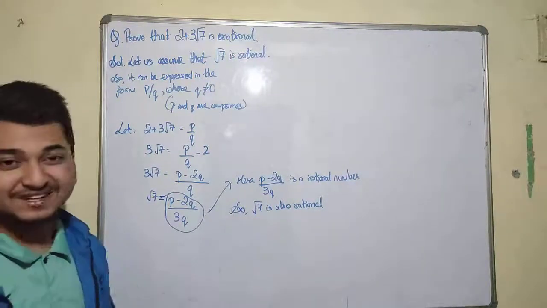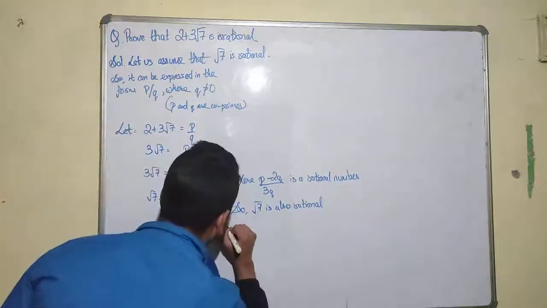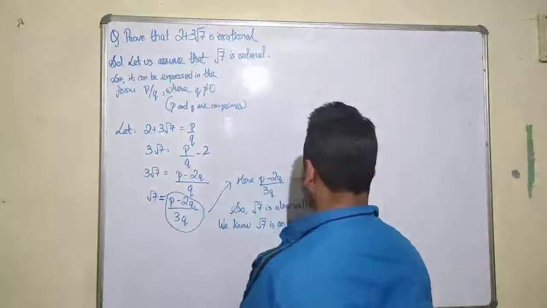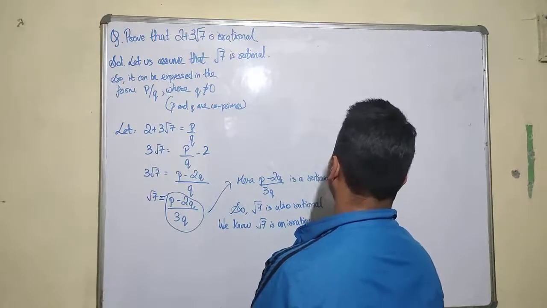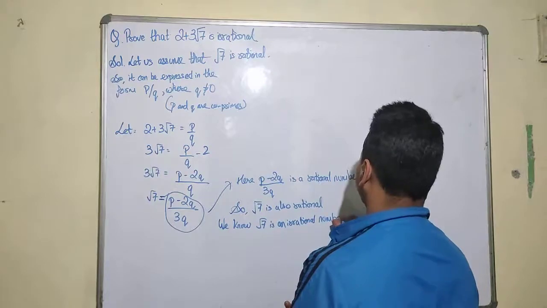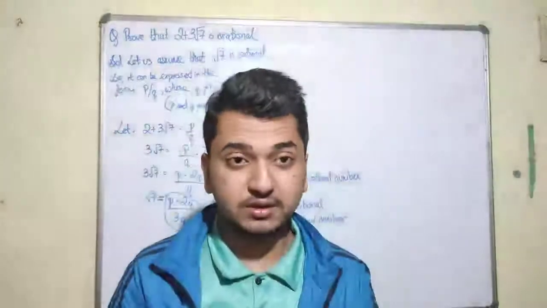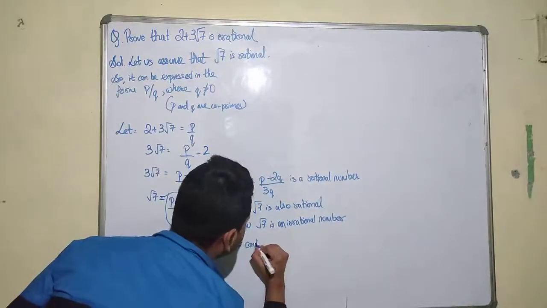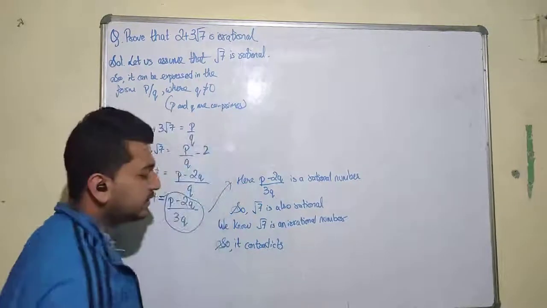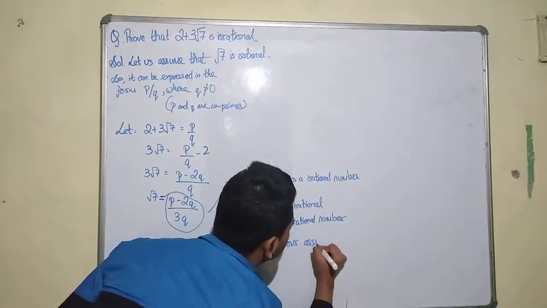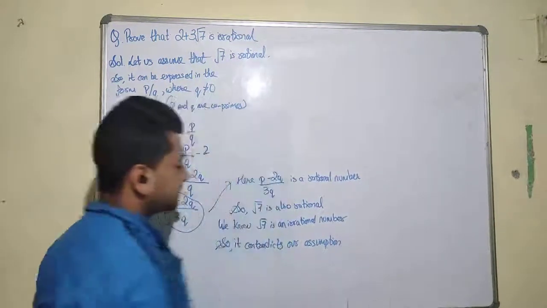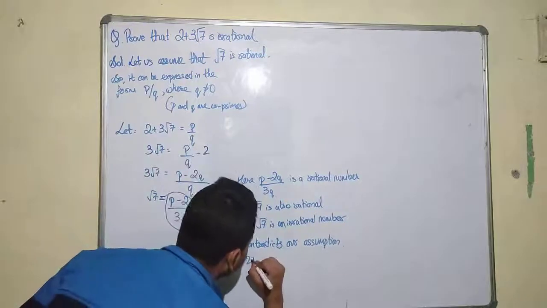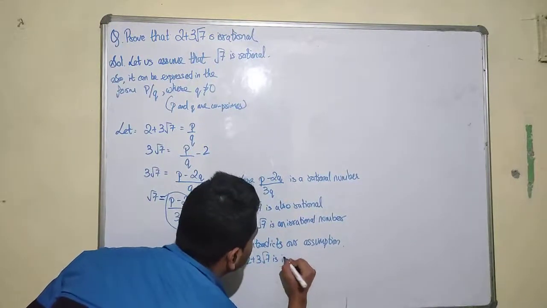Oh, we are getting root 7 is rational. But we know root 7 is an irrational number. We already know that, right? So it contradicts our assumption. Hence 2 plus 3 root 7 is irrational.